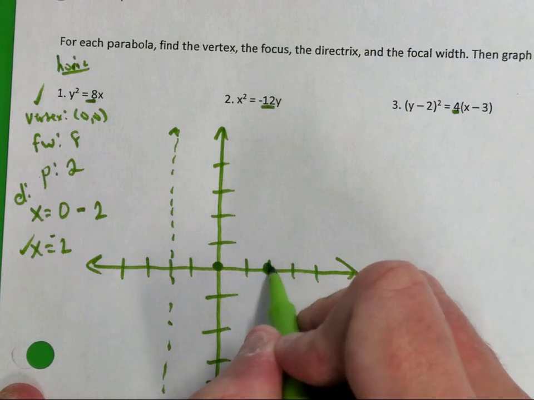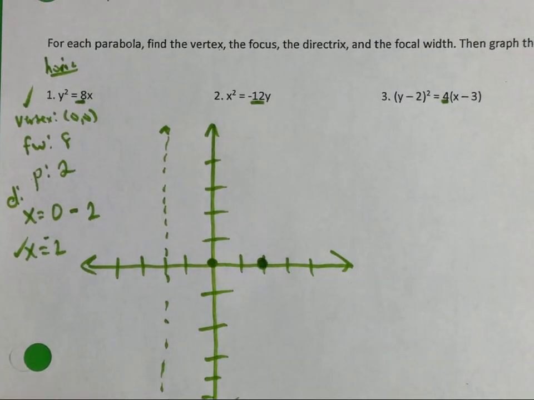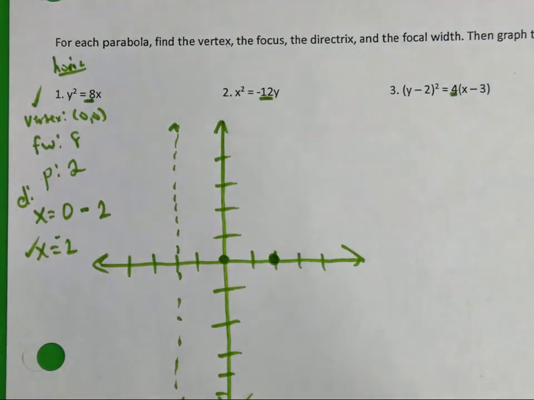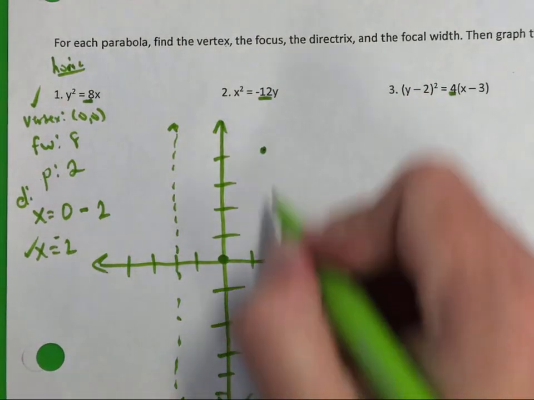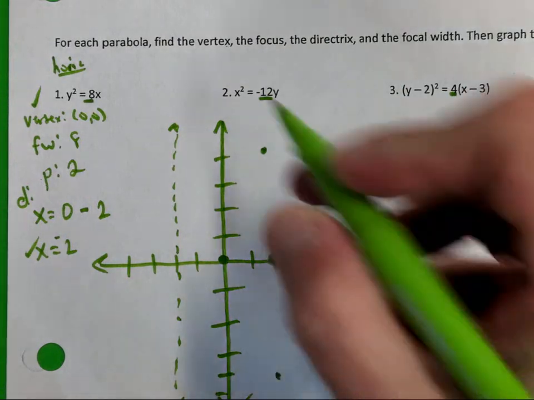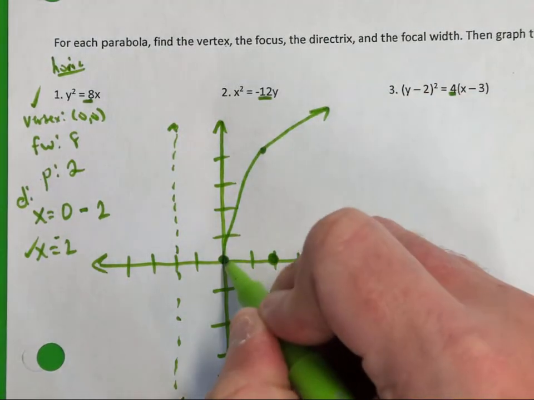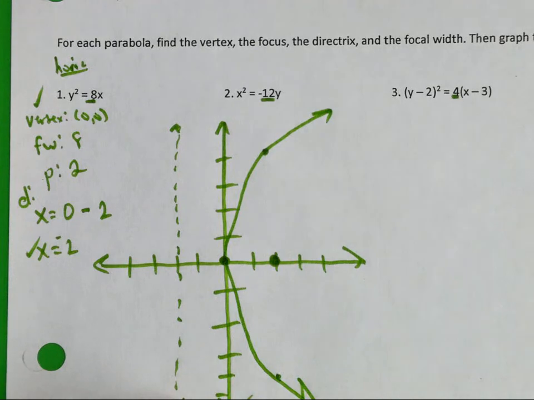No, you don't have to label it. We're almost done. Now that focal width, if I'm standing at that focus of 2, I'm here at 2, and my focal width is how much? I need a point. How many units this way? 4? How many this way? And you're done. I went 4 up, 4 down, and there's my parabola, and I'm done.